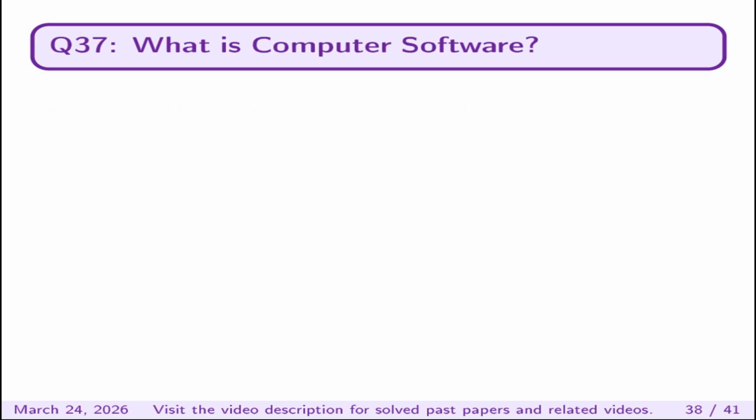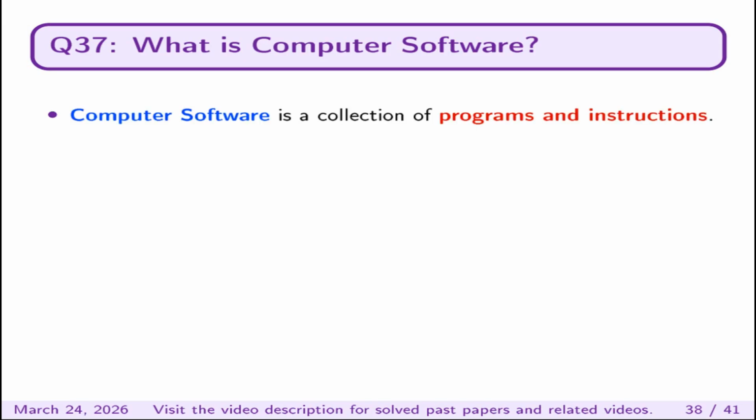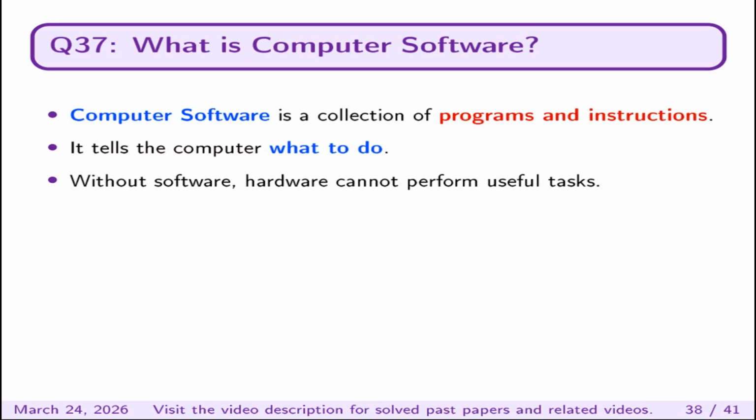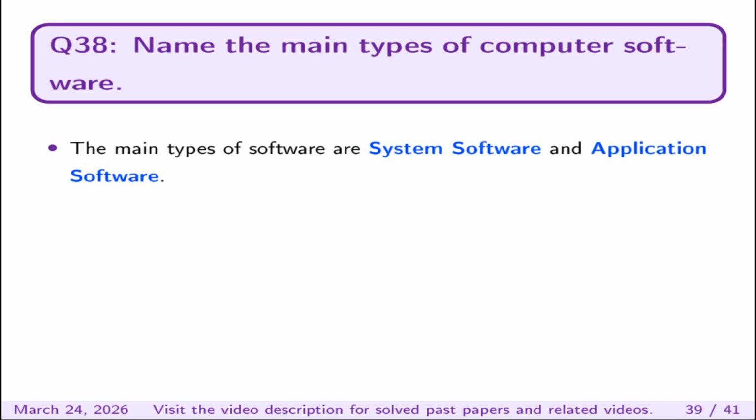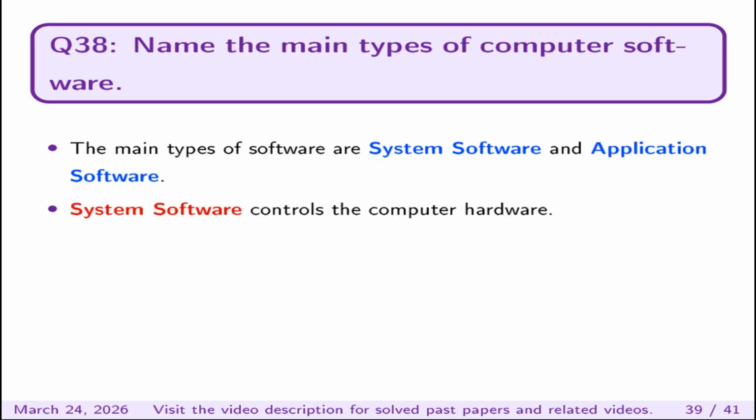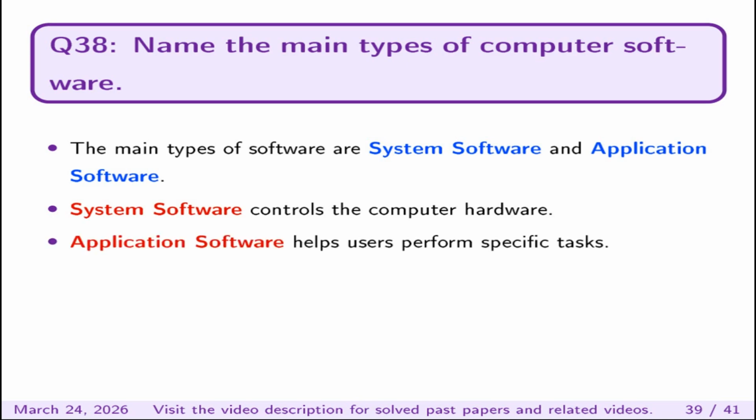What is computer software? Computer software is a collection of programs and instructions. It tells the computer what to do. Without software, hardware cannot perform useful tasks. Name the main types of computer software. The main types of software are system software and application software. System software controls the computer hardware. Application software helps users perform specific tasks.